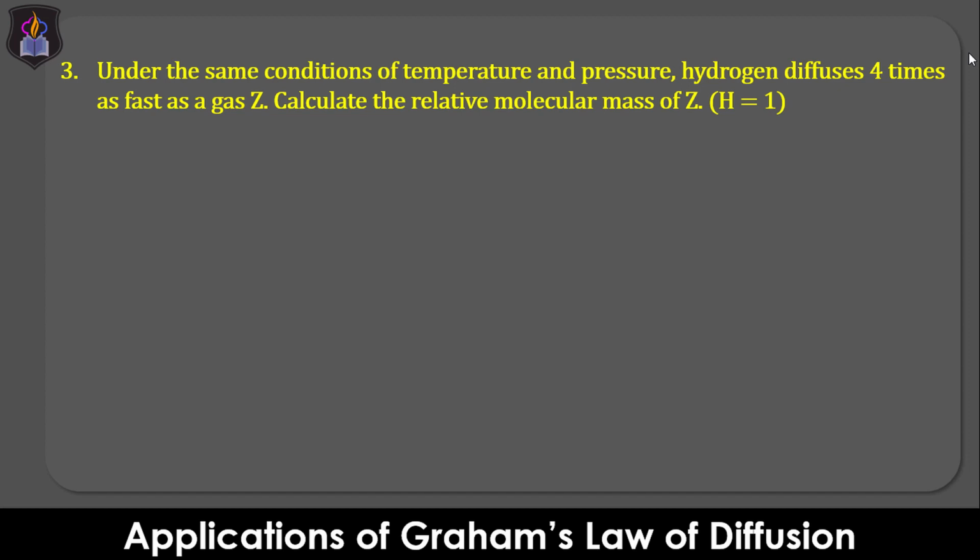Question 3. Under the same conditions of temperature and pressure, hydrogen diffuses 4 times as fast as gas Z. Calculate the relative molecular mass of Z. Take the relative atomic mass of hydrogen to be 1. Here we are expected to calculate the relative molecular mass of the gas using the relative molecular mass of hydrogen and the rate of diffusion of the gas and hydrogen.